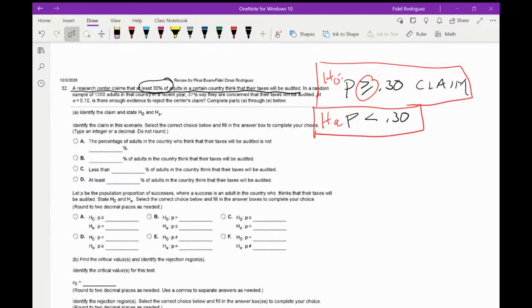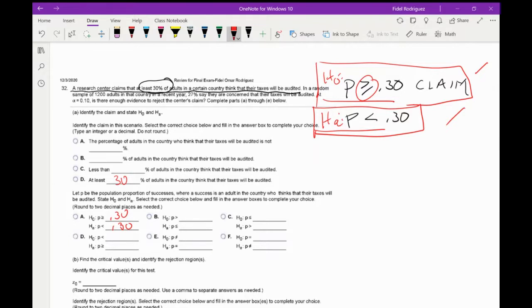Now it says identify the claim and state the H0 and the HA. It says the percentage of adults who think that their taxes will not be audited is, no, here we go. It looks like it's going to be choice D, at least 30% of adults think that their tax will be audited. So now that we wrote this one here, we're going to fill that in. It looks like we'll choose option A. So choice A here, this is going to be 0.30 here and 0.30 there, because that's exactly what we have in these parts.